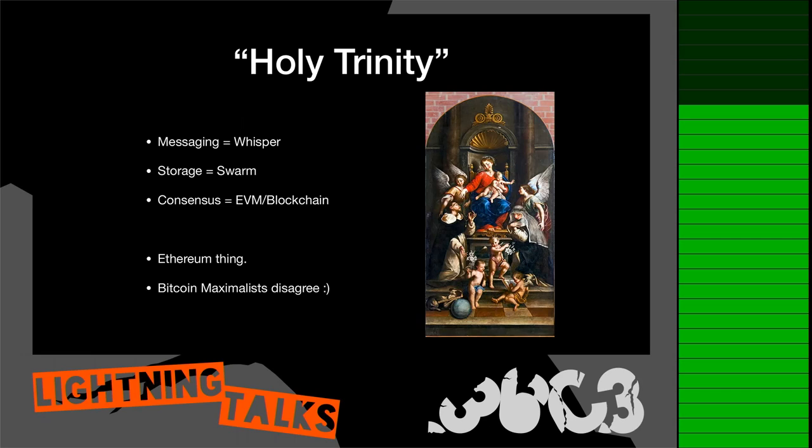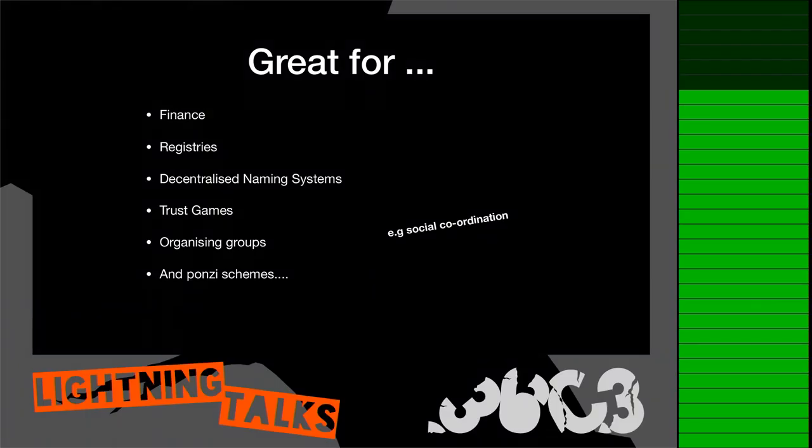The Holy Trinity phrase is very much an Ethereum thing. If you talk to Bitcoin maximalists, they would say the only purpose of this is currency. I disagree, but you have to admit their system is very successful. And systems like this are great for finance. There's a lot of interesting projects around borrowing, lending, mostly cryptocurrencies, but hopefully real things as well. There are a lot of interesting projects around registering property, assets, etc. And decentralized naming systems, trust games around finding the truth of various statements, and Ponzi schemes, which is sort of an inevitable side effect. It's a vehicle for social coordination.